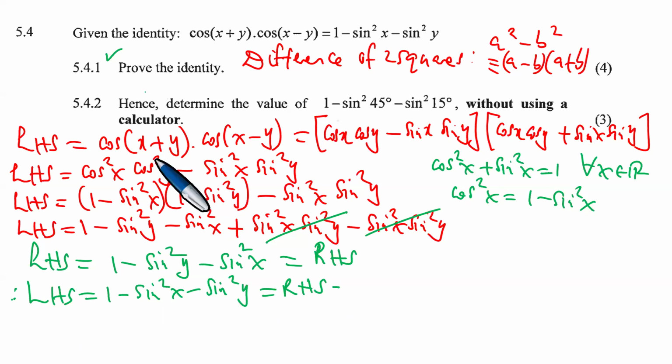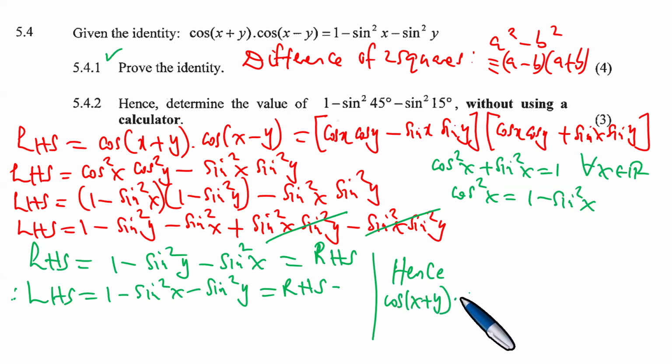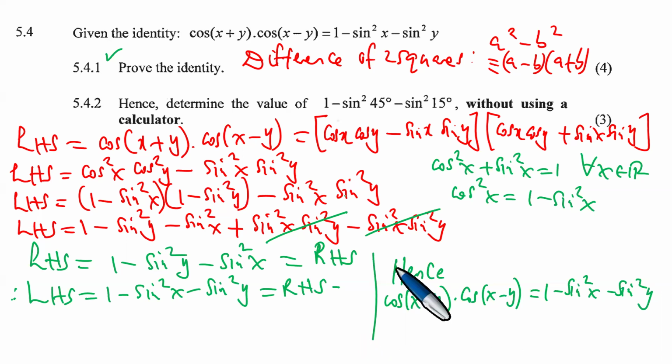This is the answer. So we've been able to prove this identity, and then we can even write the conclusion and say, hence we're able to see that if we have the cosine of x plus y times the cosine of x minus y, it is 1 minus the sine squared of x minus the sine squared of y. Like so. And therefore, we have been able to prove the identity as the examiner asked. We proceed to the next question.